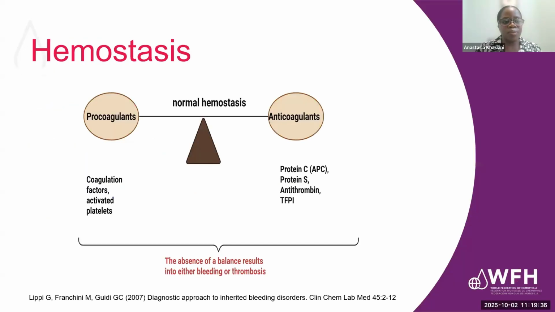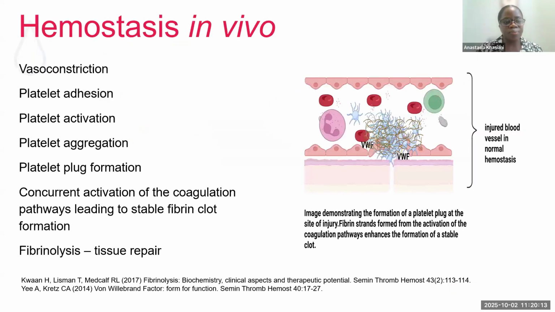Next slide. So normal hemostasis functions efficiently in an environment where there is an equilibrium of procoagulants and anticoagulants in the presence of a normal vascular system. So whenever any of these components are affected in their functional capability, then it comes about as a disorder to do with either thrombosis or a bleeding disorder.